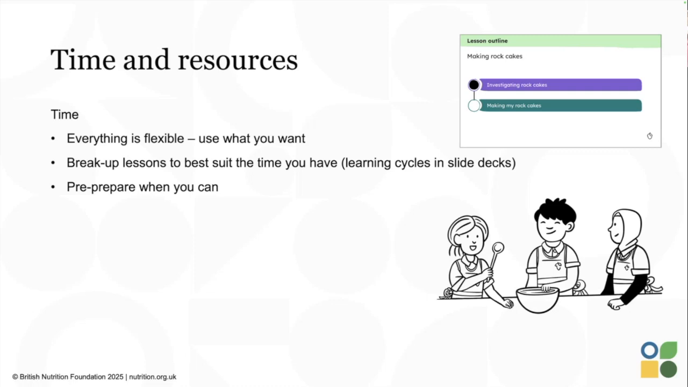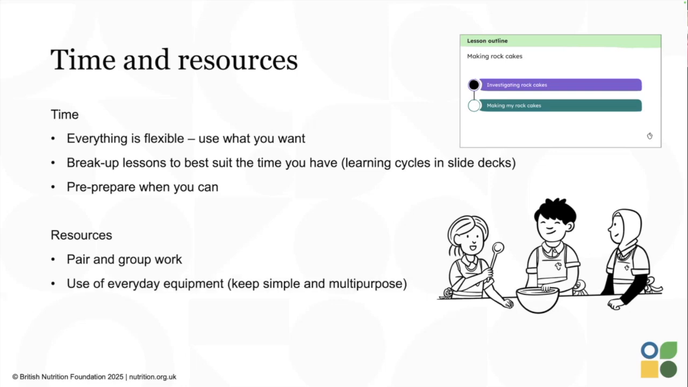So if you've got, for example, tasting, perhaps yourself or another adult could pre-prepare some of the ingredients, or if you're tasting or cooking, that can all be done to make sure you're using time as efficiently as you possibly can. And for resources, we've tried to put examples of where pupils could do things in pairs or in small groups, just to make sure they can share resources, because they're very valuable and there won't be that many of them.